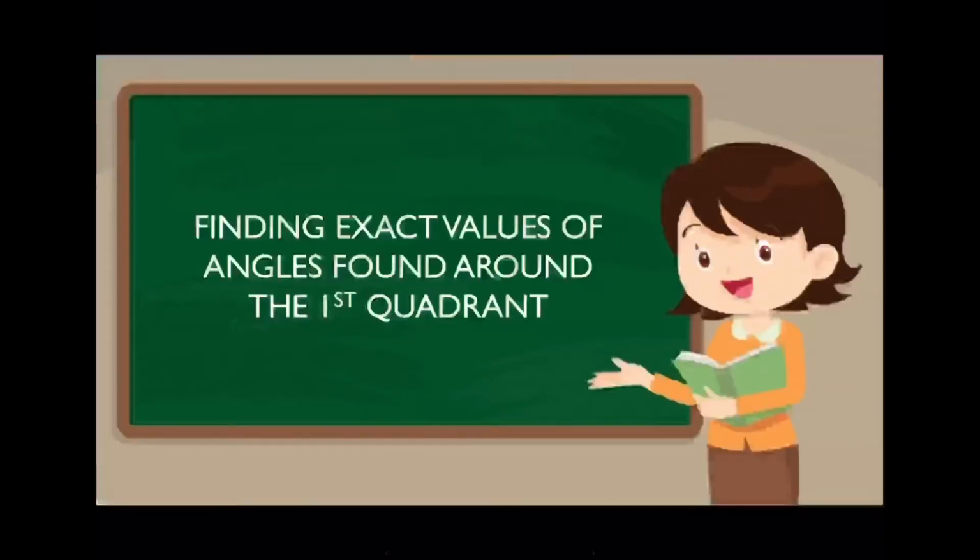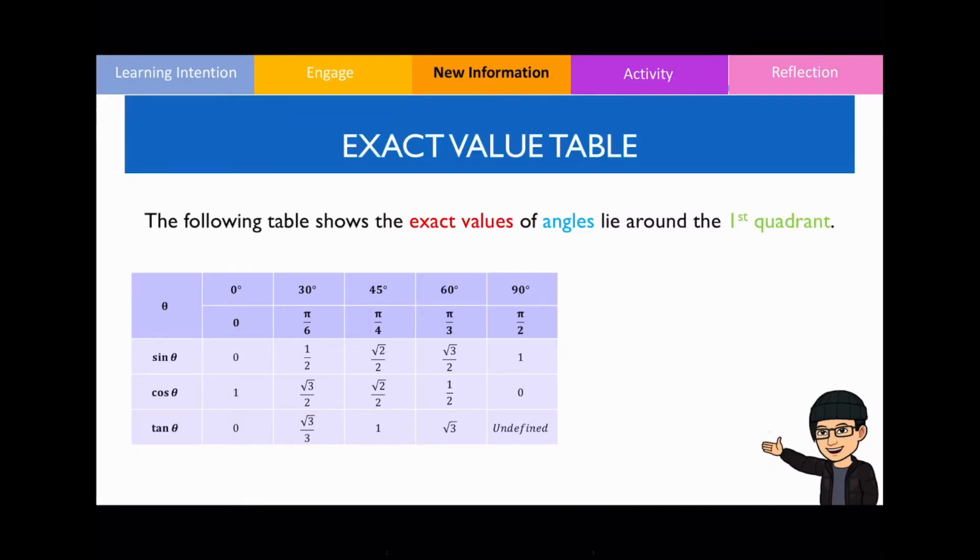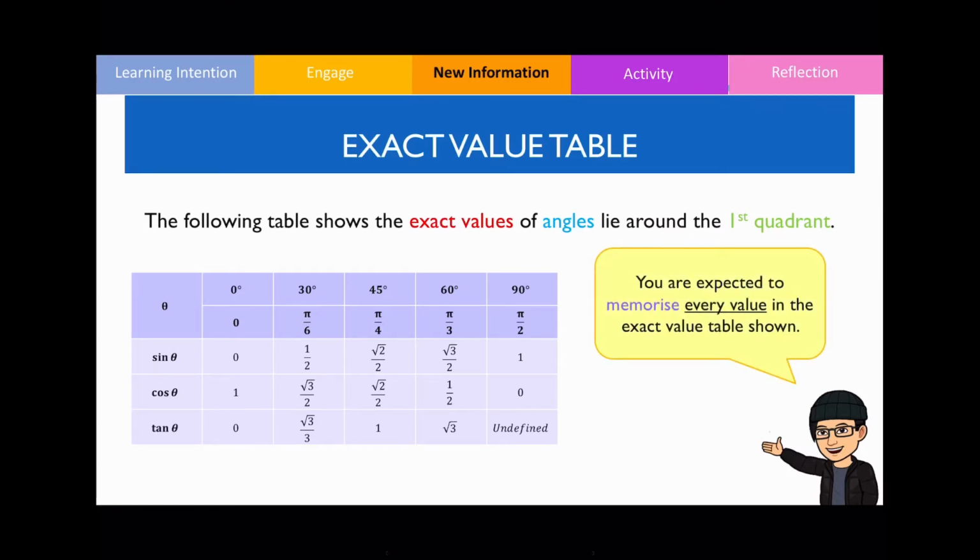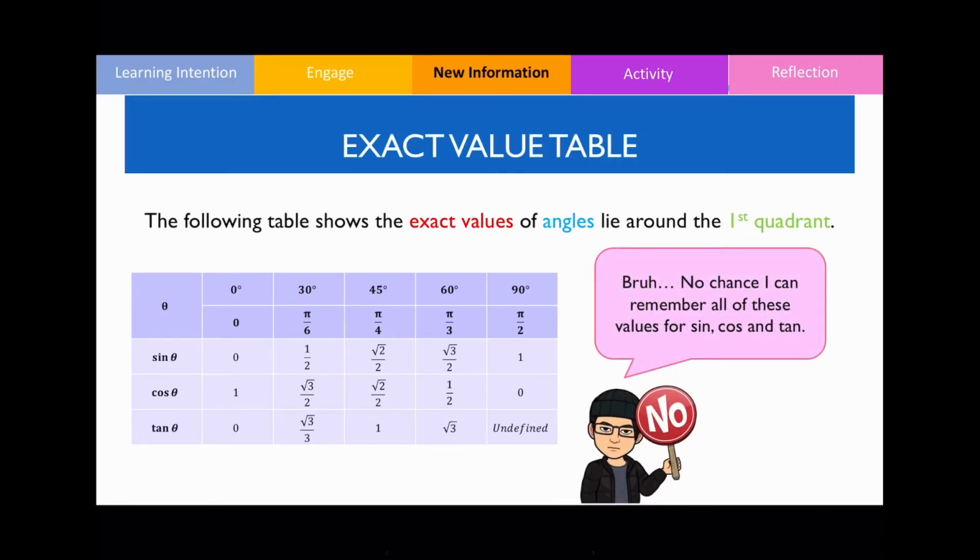So I'm going to now show you how do you actually find the exact values of angles that are found around the first quadrant without using the calculator, and it's really important that you know how to do this without using the calculator. So please don't try to use a calculator for the remainder of today's lesson. So what I have over here is something referred to as the exact value table, and it shows you all the angles between 0 degrees all the way to 90 degrees, okay? And generally speaking, you're expected to memorize every single value that is shown in this particular table over here. Now, you might be complaining and say, this is a lot of numbers.